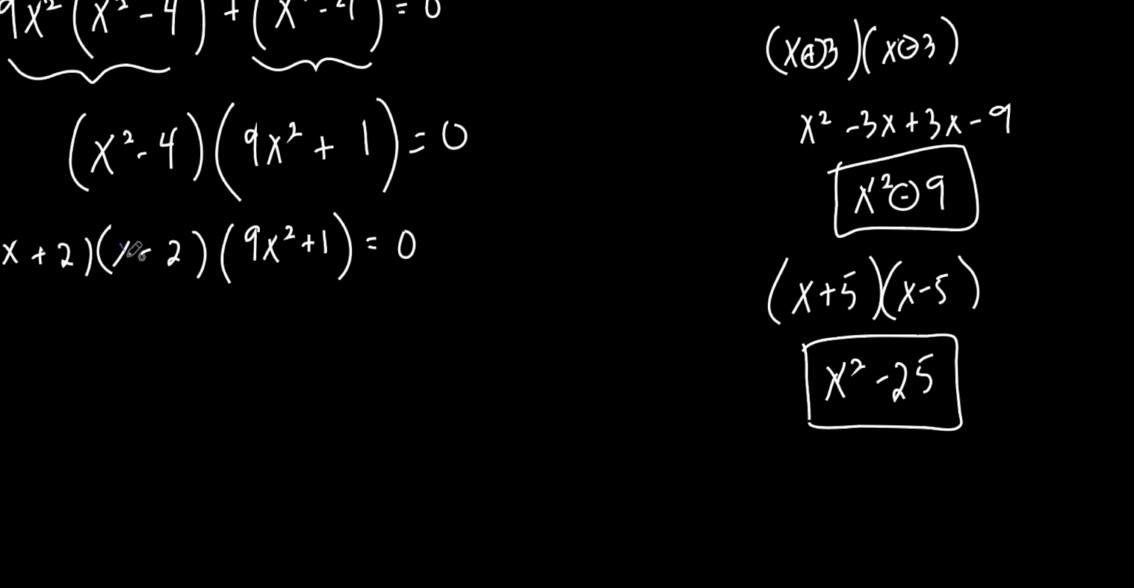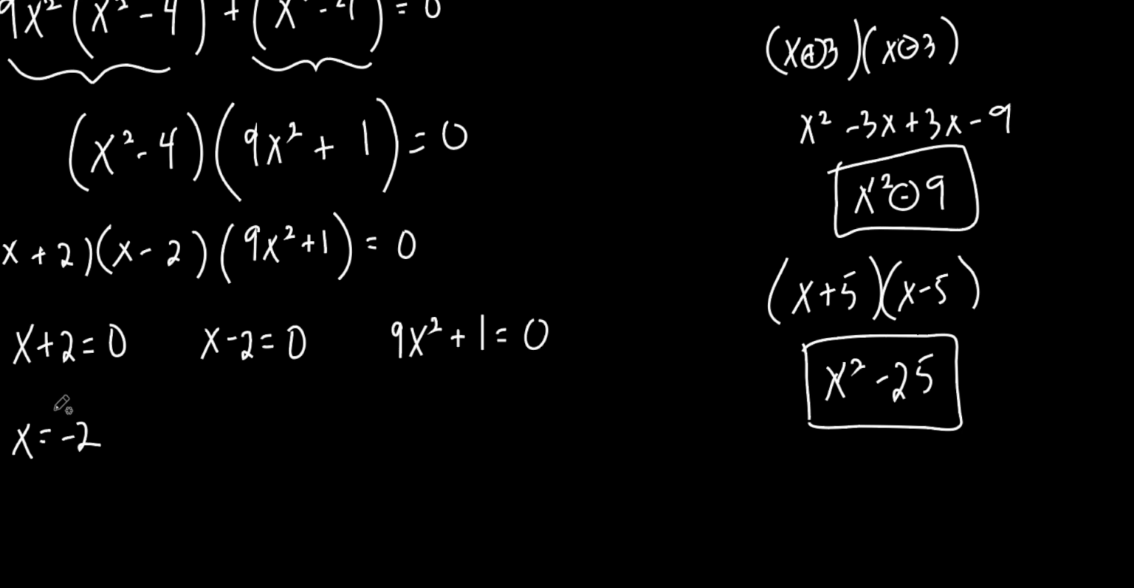Almost done. Well, getting close. Forgot the x, didn't I? Okay, let's keep going. All three of these things equal 0, don't they? So watch what I'm going to do. I'm going to go x plus 2 equals 0. I'm going to go x minus 2 equals 0. And then I'm going to go 9x squared plus 1 equals 0. These first two are the easy ones. What's x equal here? Negative 2. So that's one of my answers.